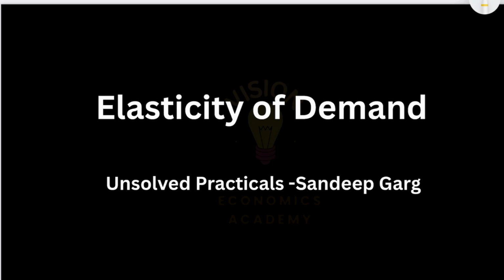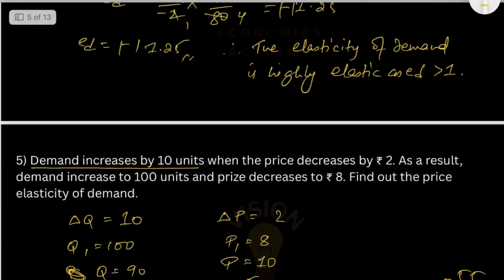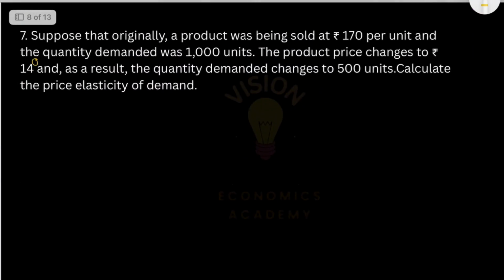Okay, so as we have already finished solving till question number 6, today we will continue with question number 7. Suppose that originally a product was being sold at rupees 170 per unit and the quantity demanded was 1000. So initially the price was 170 and the quantity was 1000. The product price changes to rupees 14.